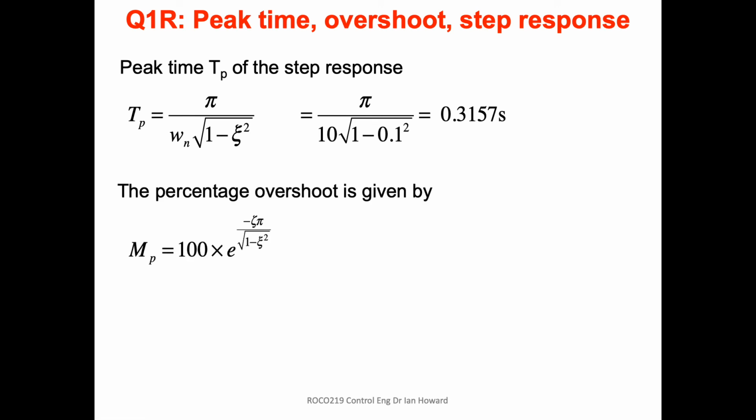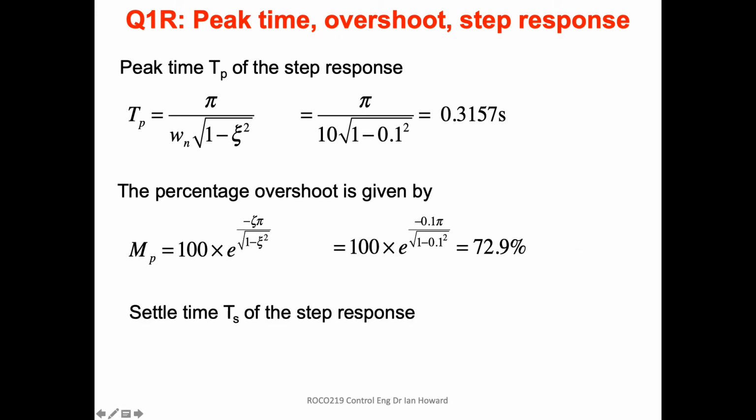Percentage overshoot is given by the formula 100, because it's obviously percentage, multiplied by e to the power minus zeta pi divided by square root of 1 minus zeta squared. Again, you'd get that from the formula. It's just to make sure that you know where to put the numbers in. If we evaluate that, we see that we end up with 72.9%, and the settle time would be given by 4 divided by omega n zeta, stick the values in, and we end up with about 4 seconds on that one.